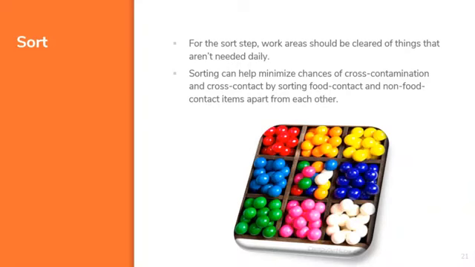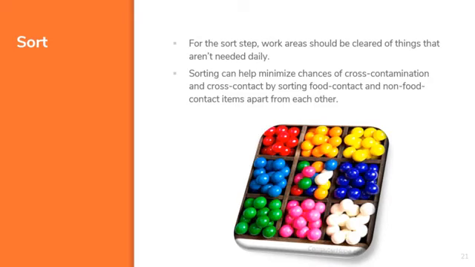There, sort. For the sort step, work areas should be cleared of things that aren't needed daily. So if you don't need them, just keep them somewhere in a storeroom. Sorting can help minimize chances of cross contamination and cross contact by sorting food contact or non-food contact items apart from each other. Can you just imagine your bedroom, for example, with the used clothes and the clean clothes together on your bed, then there's no sorting in there. So you have to sort them properly.